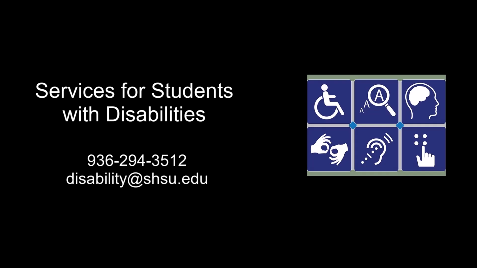If you have any questions, Services for Students with Disabilities are here to help you at 936-294-3512 or disability@shsu.edu.